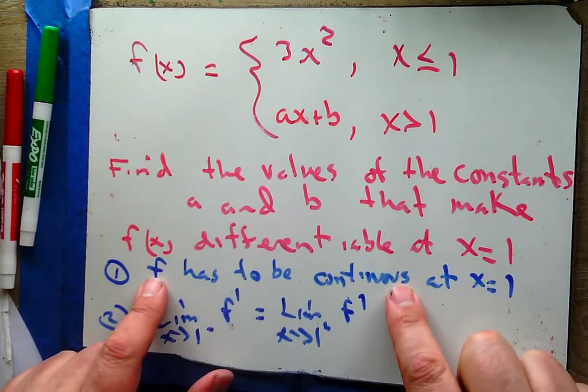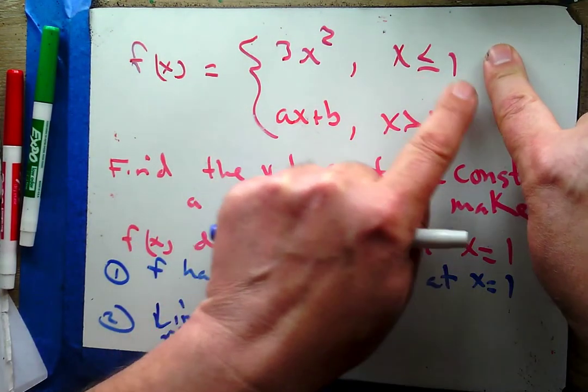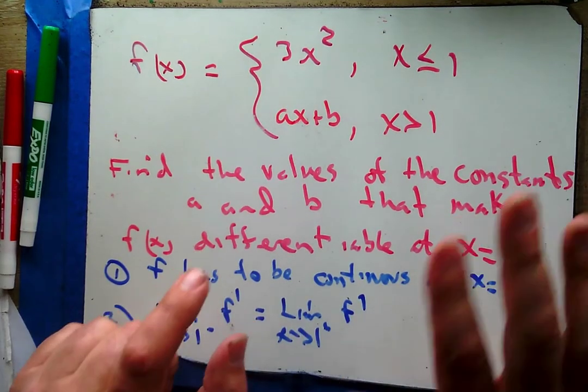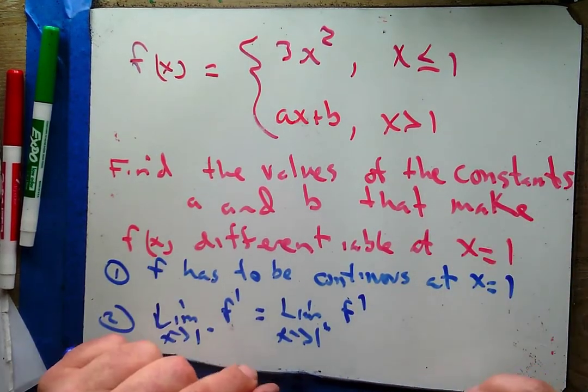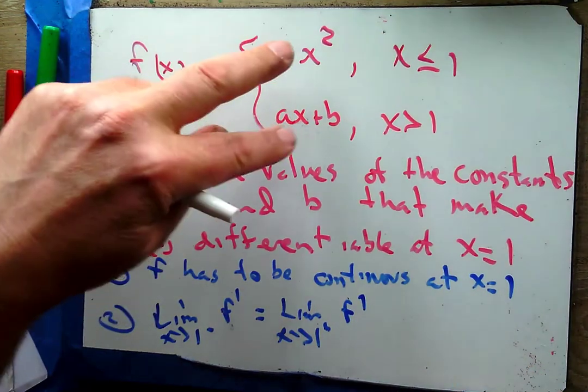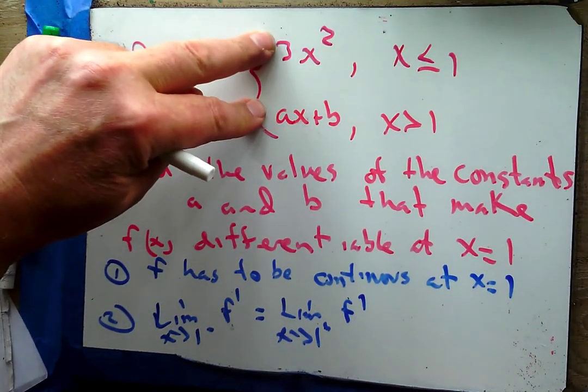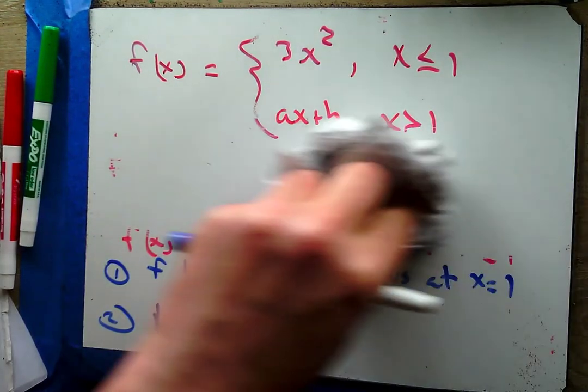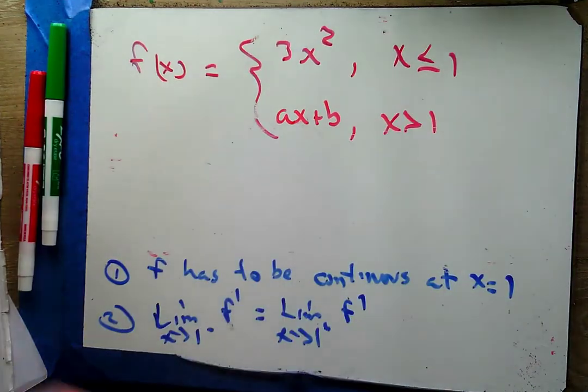And in order for the function to be continuous, not only does the point have to exist, f of 1 is 1 squared times 3 or 3, but the limit of the function also has to exist and equal 3. So if I put 1 into both of these, I should get 3. Okay, so let's apply that knowledge then to find the values of a and b.